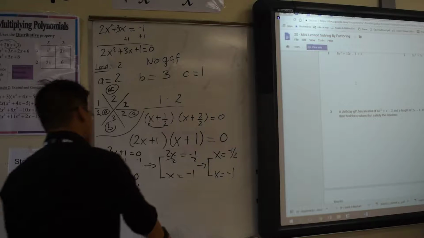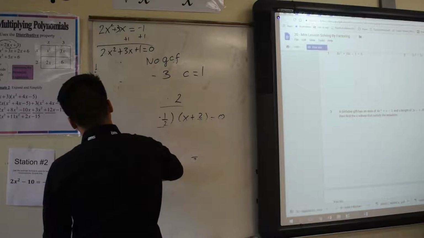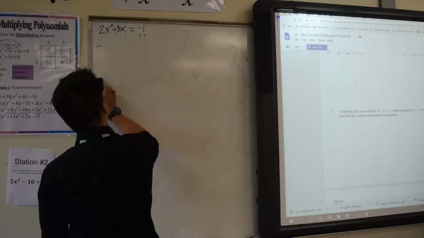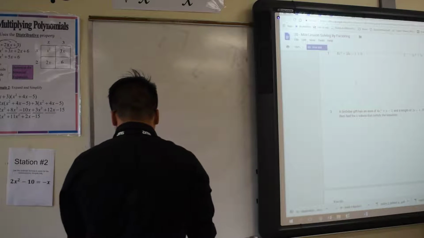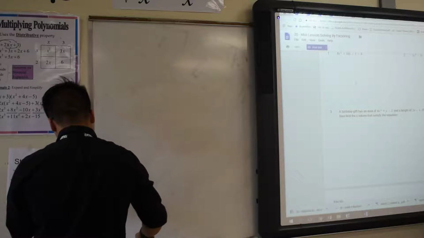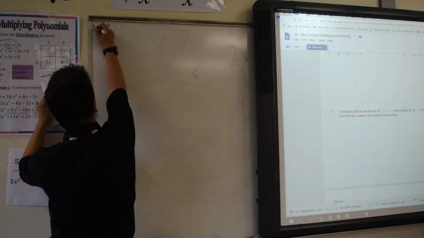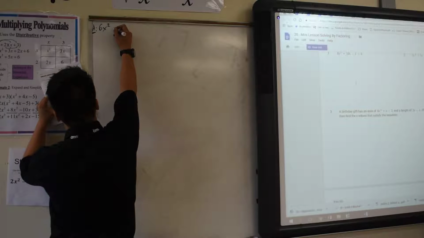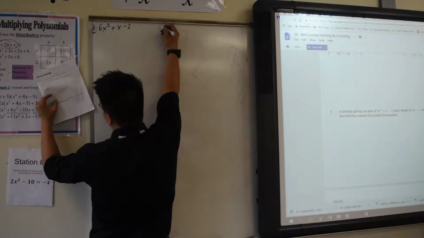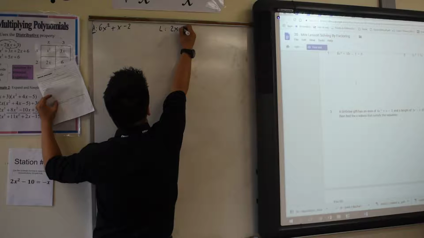For part 3, it requires you guys to understand more and be more of a thinker. Want to see something and do it. So when you read the questions, they will give you this. The area is 6x squared plus x minus 2, and your length will be 2x minus 1.